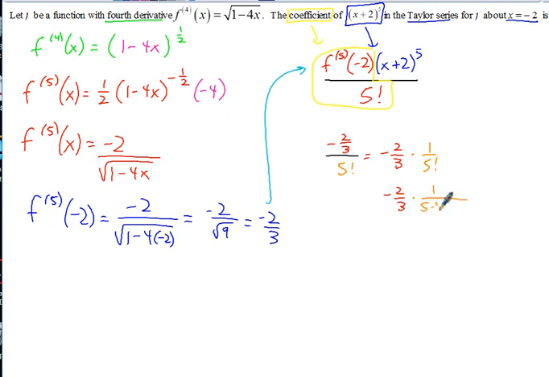5 factorial is 5 times 4 times 3 times 2 times 1. Notice what reduces here. The 2's reduce out. And then what we're left with is negative 1 over... Probably the easiest way to do this is to multiply the 5 times 4, that's 20. 3 times 3 is 9. And 9 times 20 is 180. So it'd be negative 1 over 180. Again, this would be the coefficient of x plus 2 to the fifth, but we're only asked for the coefficient, so you don't have to write that part down. It's just the negative 1 over 180.